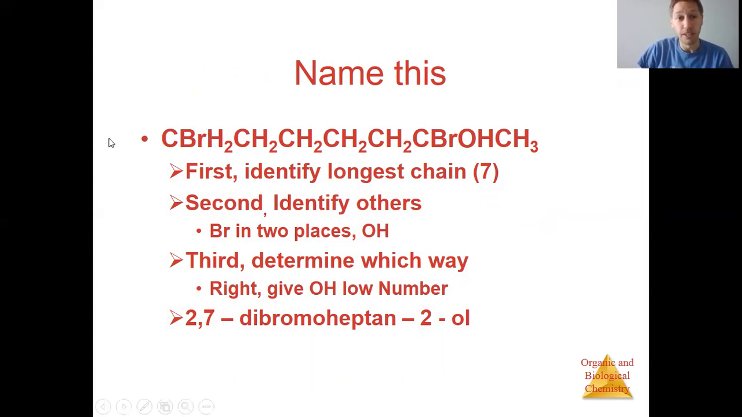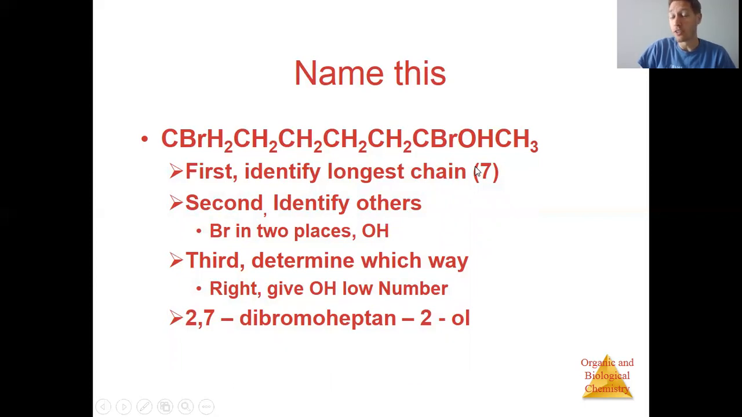So this carbon here has a bromine and 2 hydrogens. This carbon has 2 hydrogens. This carbon has 2 hydrogens, and so on and so forth. We see that this carbon here has a bromine and an OH. So there's an O here with an H. So that's an OH. And then this carbon has 3 hydrogens. Again, that's how that's written.